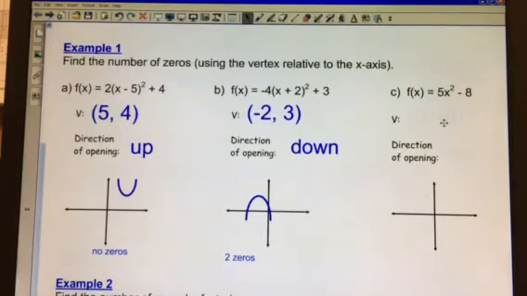Example C. Now, this function looks like it's in standard form, but don't forget, if you only see an x squared in the equation, you can also interpret this as a vertex form, because you have 5 times (x minus 0) squared minus 8. So that means the vertex is (0, -8). Direction of opening, 5 is positive, so it opens up. So your parabola will be at (0, -8), opens up, which means that you will also have 2 zeros in this case.